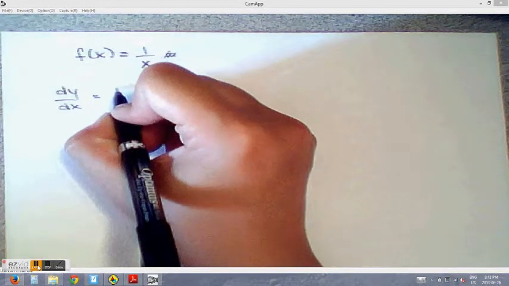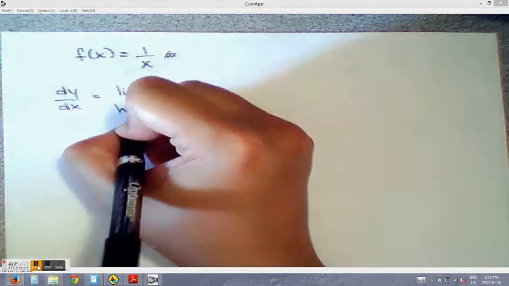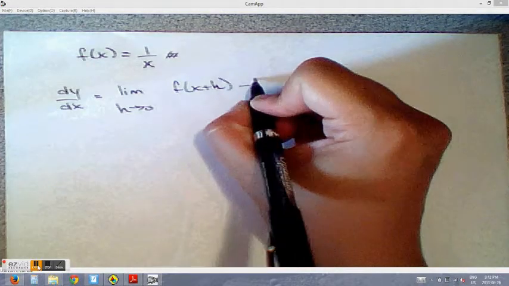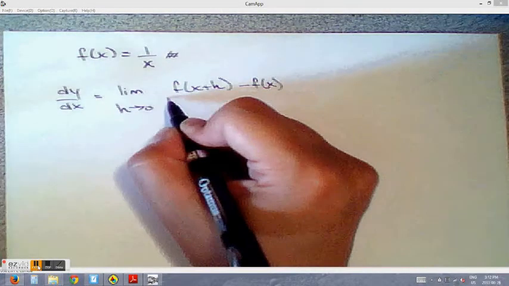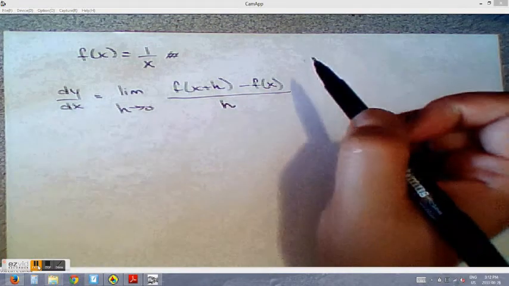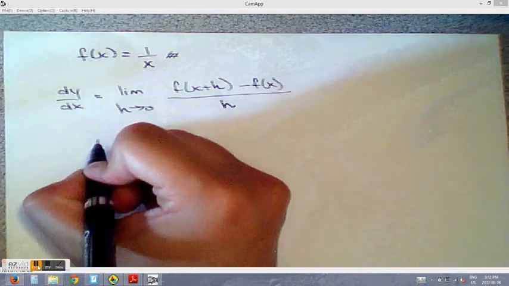And from first principles, again, I'm going to write it out. After this unit, once you finish your test, you don't have to use first principles until you get to the exam, and then I'll teach you some new techniques.